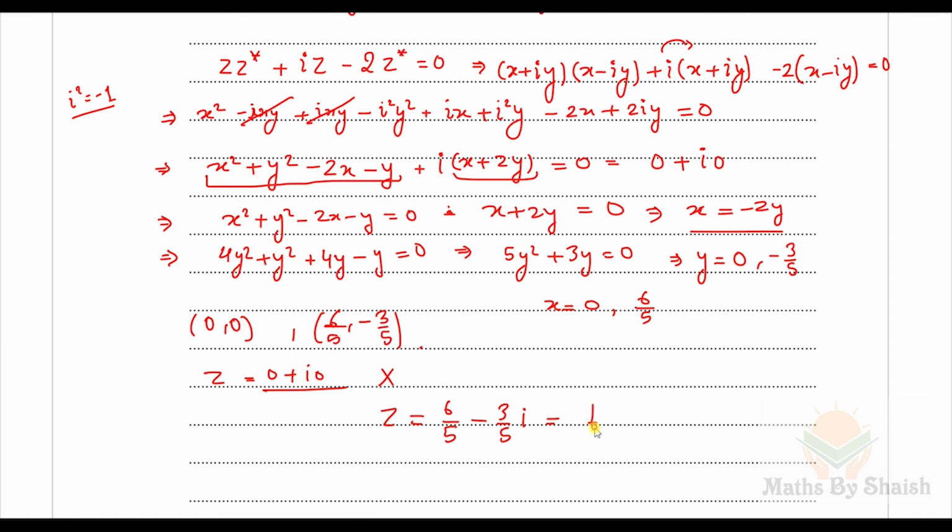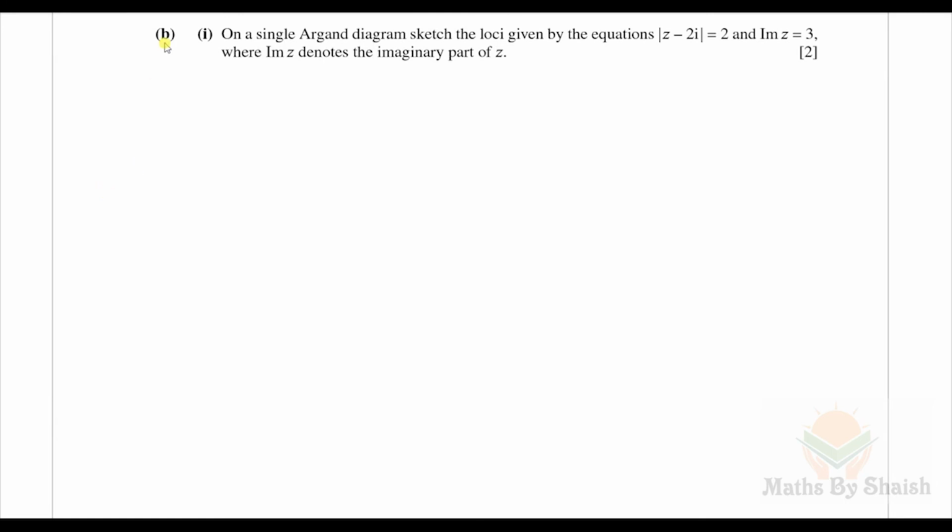3 by 5 iota, or this is equal to 1 upon 5 times (6 minus 3 iota). We could have taken 3 also, so it is going to be 3 by 5 times (2 minus iota). Whatever form, they are all acceptable. So the solution for this equation is z is equal to this, not this one. I hope it is clear. Let's do the next part of this question.